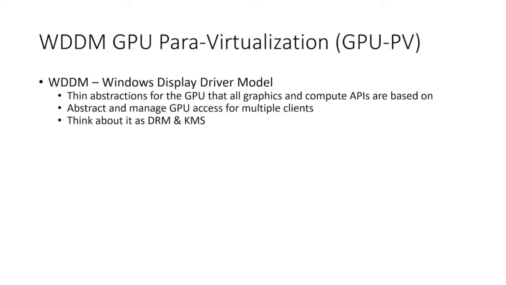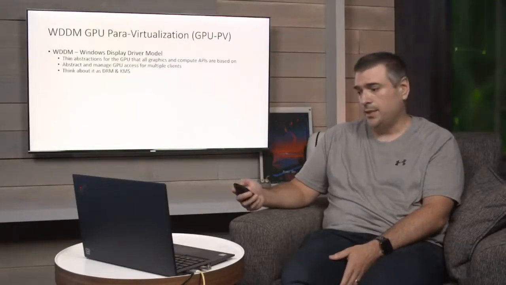WDDM stands for the Windows Display Driver Model. It's a really thin abstraction of the GPU, and you can think of it as the lowest layer on Windows on which all the various APIs are built. The role of WDDM is to abstract the GPU in an API-agnostic way and allow various APIs to allocate memory, create devices, submit work to the GPU, and things like this. On the Linux side, the closest equivalent would be DRM and KMS.